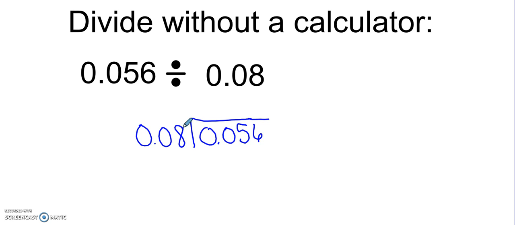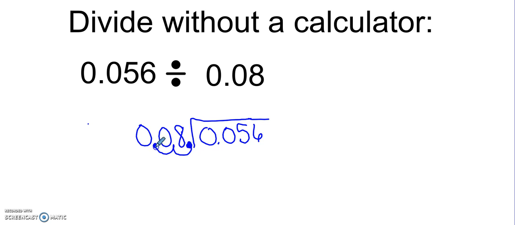The divisor's on the outside. This is the divisor here. Before you want to divide into the house, you want to make sure that you have a decimal doormat. So here's my decimal right now. I need to move that decimal 2 places in order to have a decimal doormat. Before you can divide into the house, you need to have that decimal doormat.